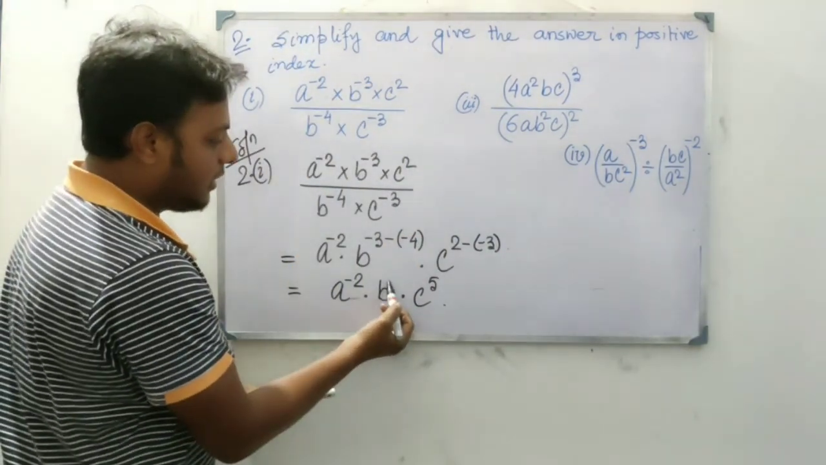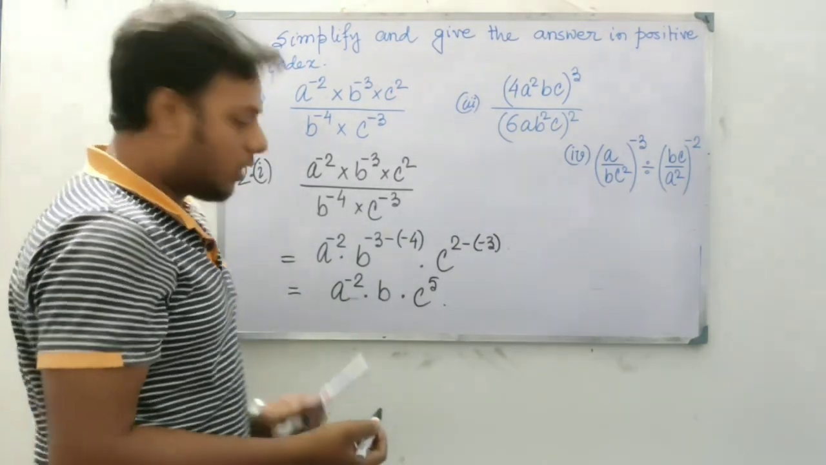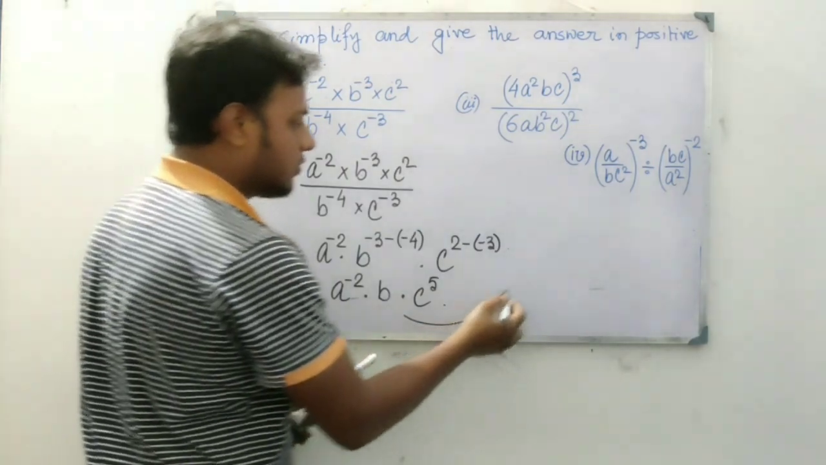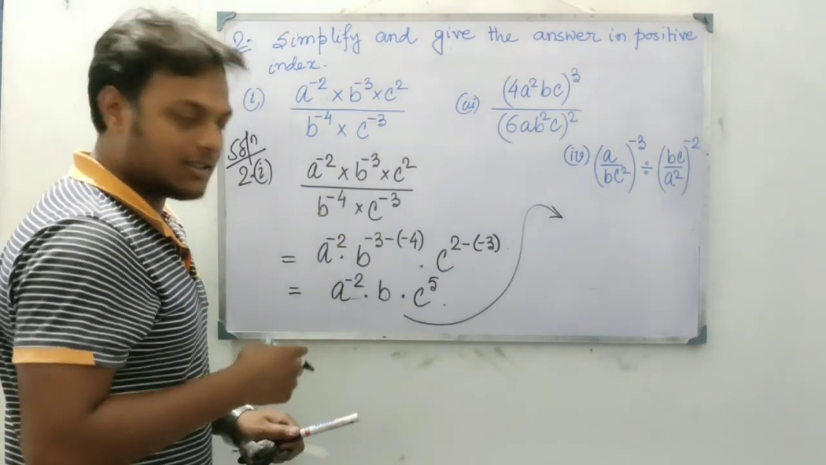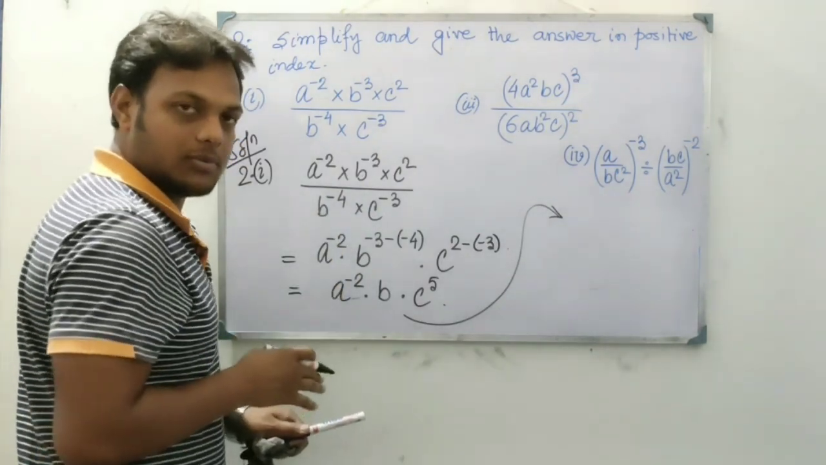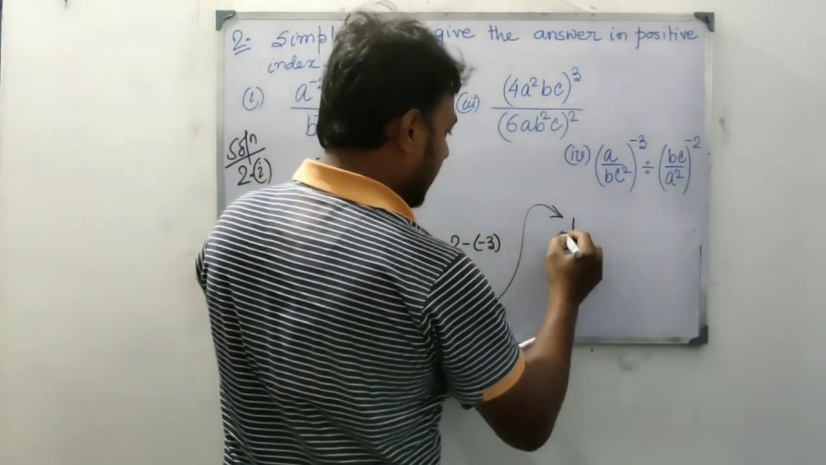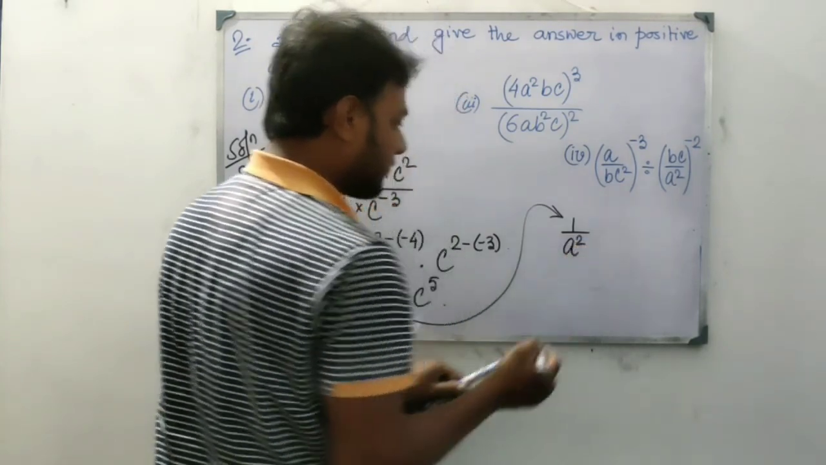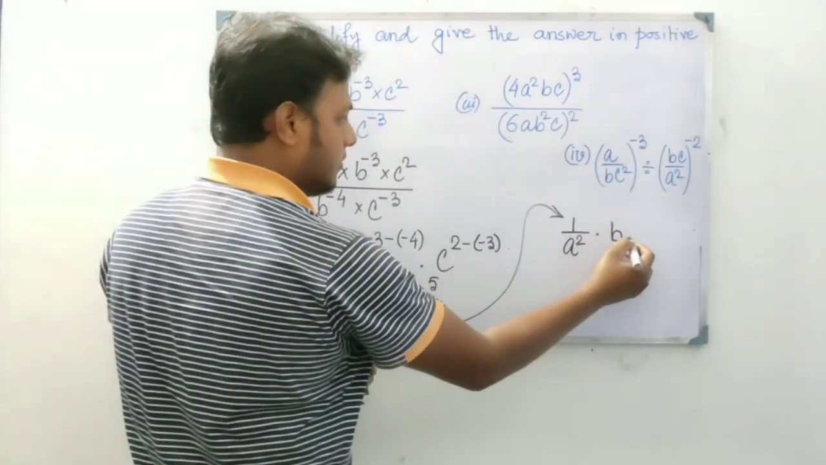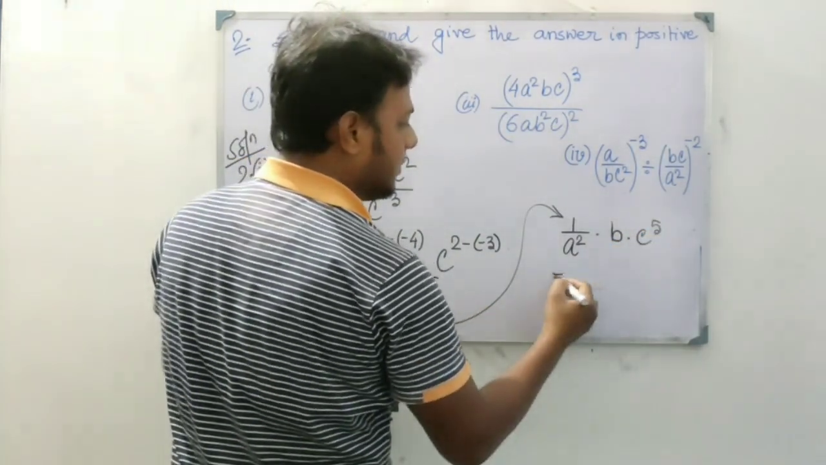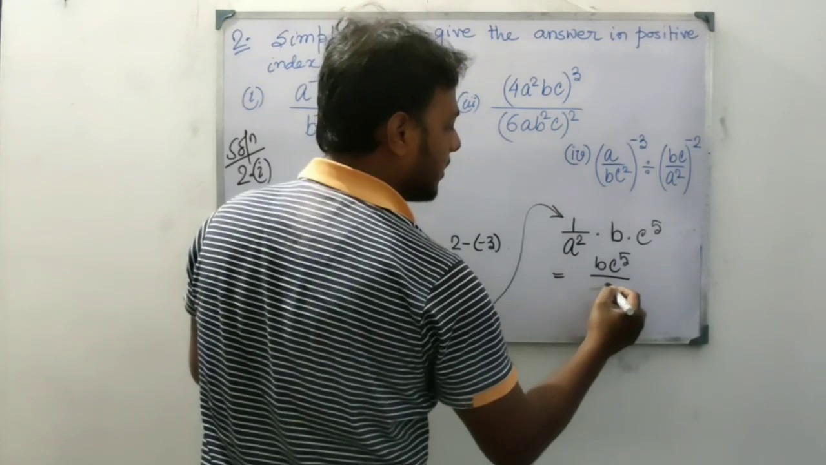Here the index of b is 1, positive, and the index of c is 5, positive, but the index of a is negative. So we have to convert this index into positive. In the place of a to the power minus 2, we can write 1 by a square, as I discussed in the beginning of this problem. Into b, into c to the power 5. Now multiply the numerator, so in the numerator the terms are b c to the power 5 by a square. Now this completes the solution.